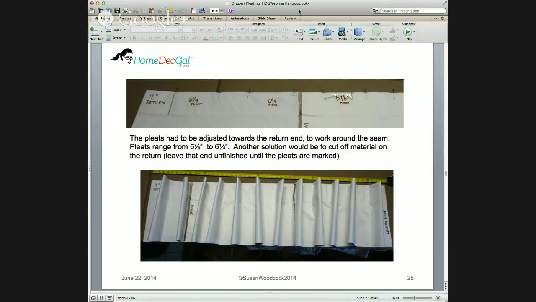You can alter spaces slightly, maybe make a space 4 1/4 and the next one 3 3/4. That's okay, but it's much easier to work with putting your fullness and adjusting fullness in your pleats.